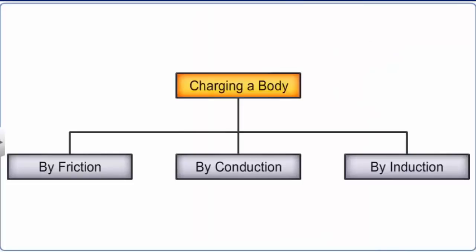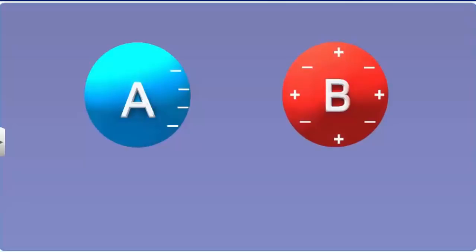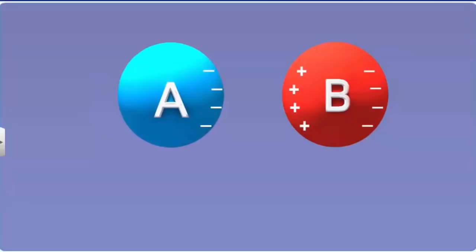We can also charge a body without contact as in the first two methods. The third method to charge a body is induction. When a charged object, A, is placed near an uncharged object, B, object A induces an unlike charge on the near side of B and a like charge on its far side. In this case, the charges inside B are only polarized and no transfer of charges takes place.